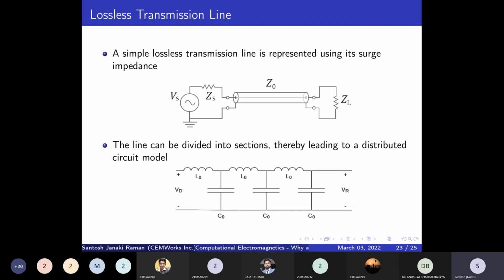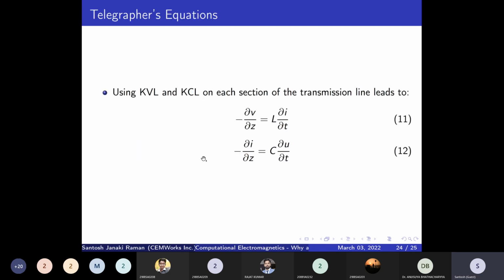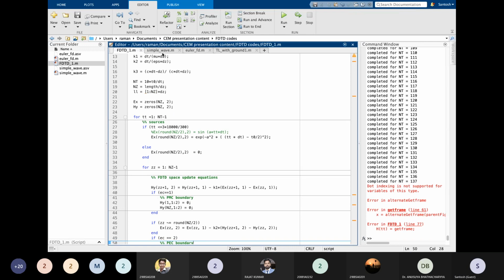lightning phenomena propagating on a transmission line using just these simple equations like dou v dou z equals minus L dou I dou t, and minus dou I dou z equals C dou v dou t. And L and C are the proportionality constants here, correct? And I'll just show you how to model this in MATLAB. So this will be the last example here.